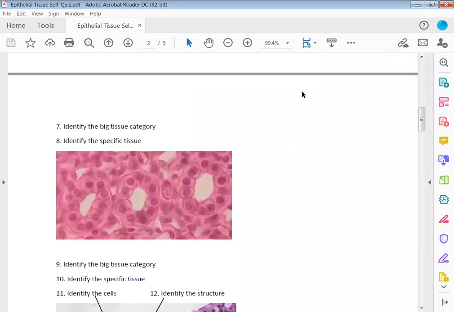Okay, this tissue right here, number 7, number 8, it says identify the big tissue category. The big tissue category is going to be epithelial or epithelium. And number 8, identify the specific tissue. You're going to see that in this circle, there's only one row of nuclei. So it's going to be simple. And remember, your cuboidals are going to be seen in oval shapes or circles because you're looking down a tubule. So the specific tissue here is simple cuboidal epithelium. And if I said identify this structure here, I'm pointing at one of those dots. That structure is called a nucleus.